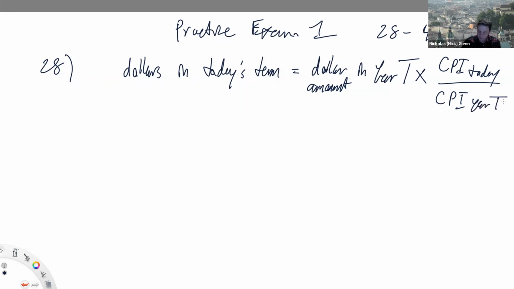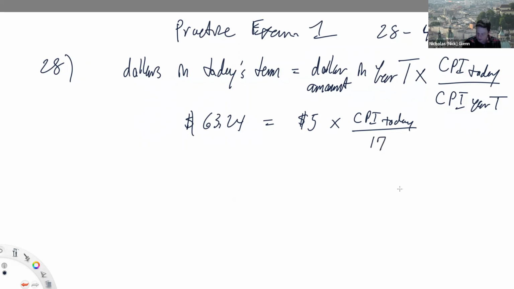Okay, so what do we have here? We have the dollars in today's terms, which is 63.24. What else do we have? We have the dollar amount in year T. Year T is 1930, and that was $5. What about the CPI for today? We don't have that. That's what we need to find. That's our one variable here. What about CPI in year T? That's going to be 17.